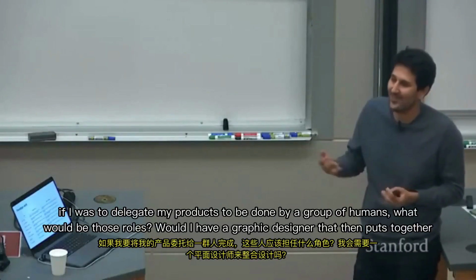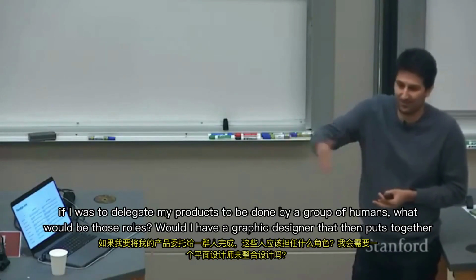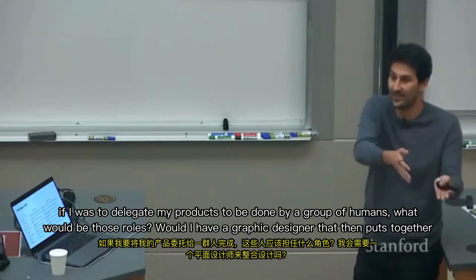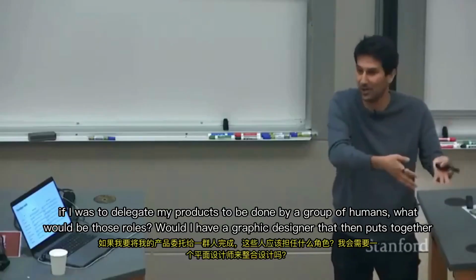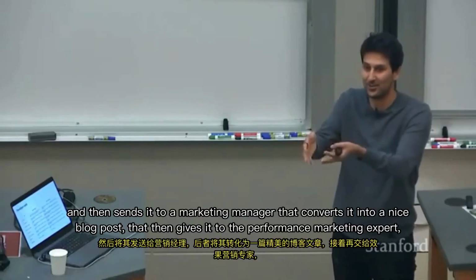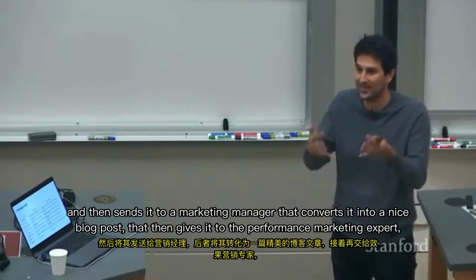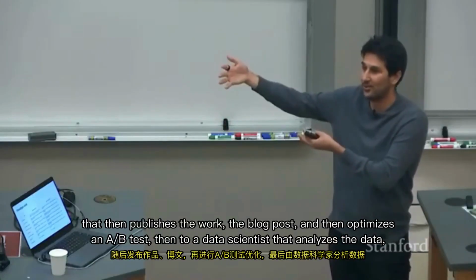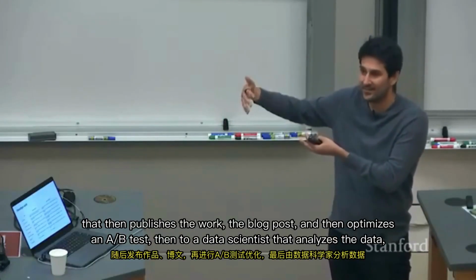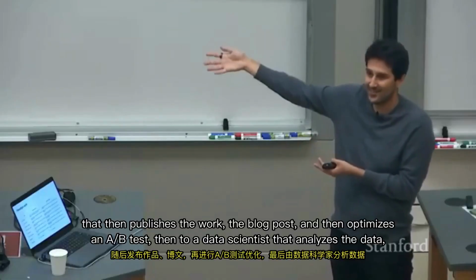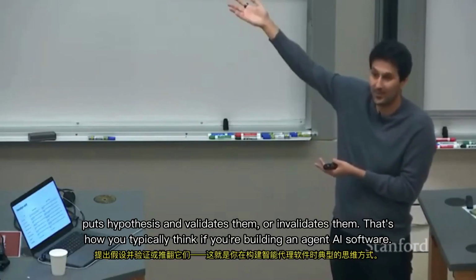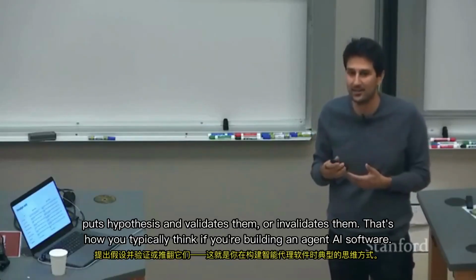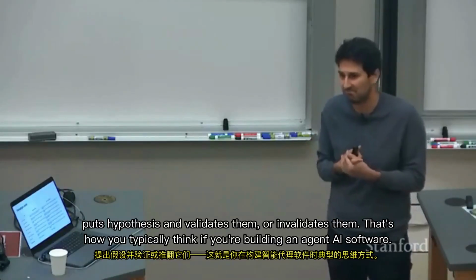So you think, okay, if I was to delegate my product to be done by a group of humans, what would be those roles? Would I have a graphic designer that puts together a chart and sends it to a marketing manager that converts it into a nice blog post, that then gives it to the performance marketing expert that publishes the blog post and then optimizes and A/B tests, then to a data scientist that analyzes the data and puts hypotheses and validates or invalidates them. That's how you would typically think if you're building agentic AI software.